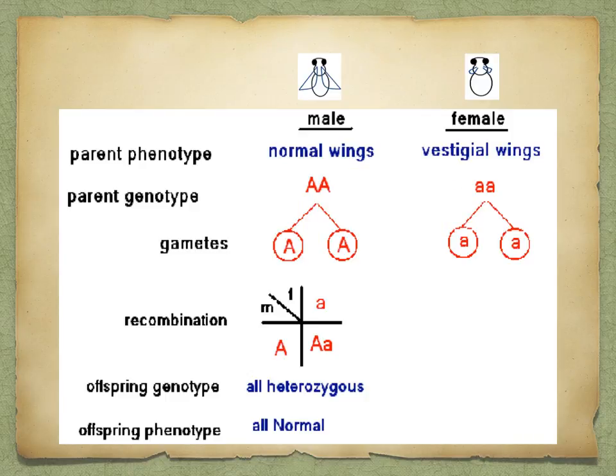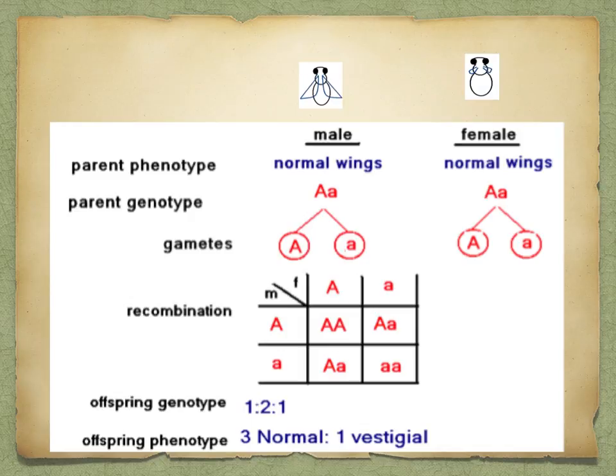Then you're going to follow the different steps that you've just learned. You're going to write parent, phenotype, genotype, gametes. You're going to do the recombination, and you're going to look at the genotype, phenotype, and then you're also going to write down the phenotype ratio. So if the final ratio is that all the flies have got normal wings, we say that the male and female parents were purebred lines. This means that they were homozygous.